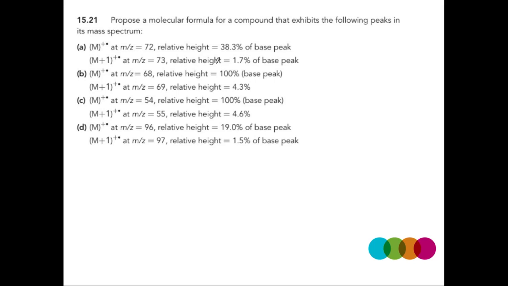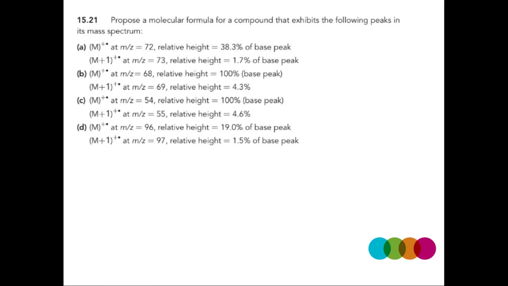So let's propose a molecular formula for some of these compounds. Let's learn how to determine our molecular formula in GCMS. Let's do a couple of these. So remember that our M+1 peak is 1.1% as high as the molecular ion peak. So we can use that to determine the number of carbon atoms in a molecule. So how do we do that?